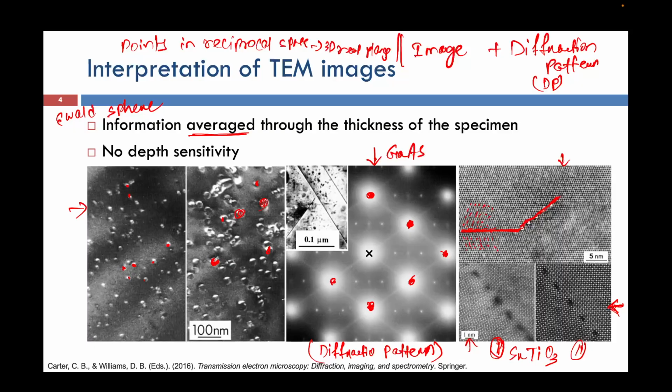And why I say that this information is averaged throughout the thickness of our material? Let's say I'm taking a material here, this is my material, and the electron beams are coming like this.